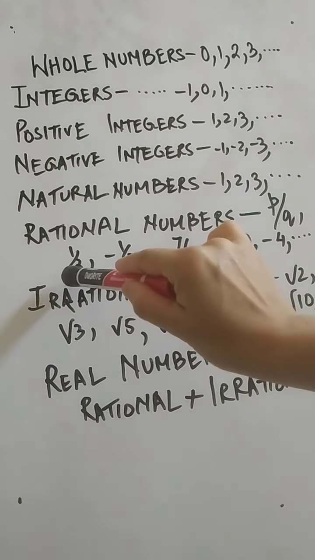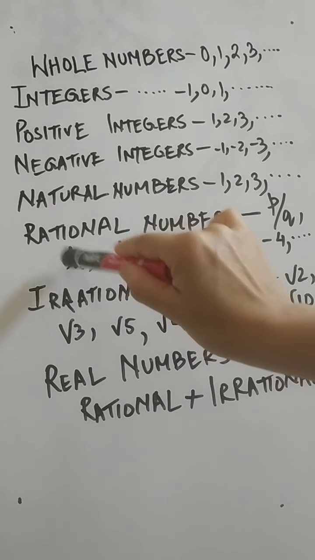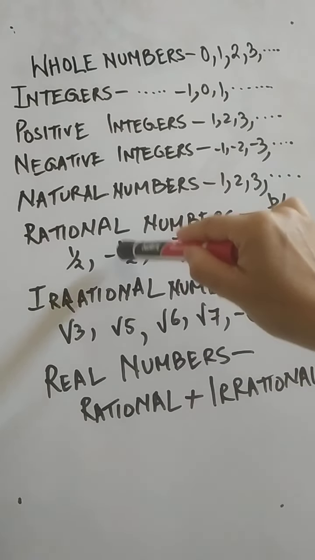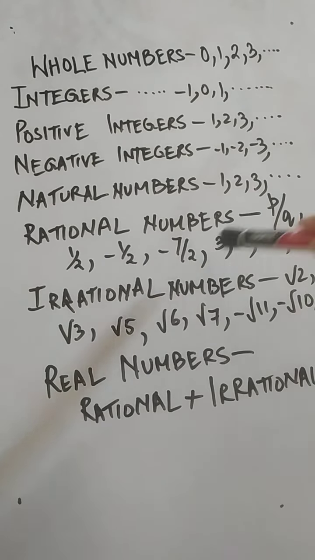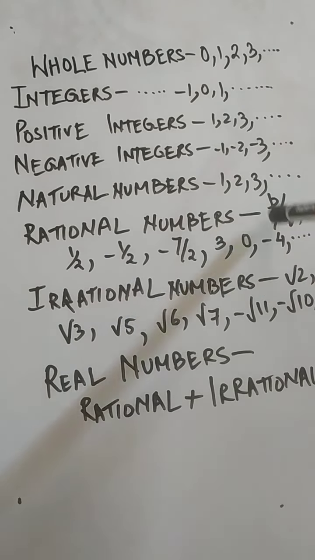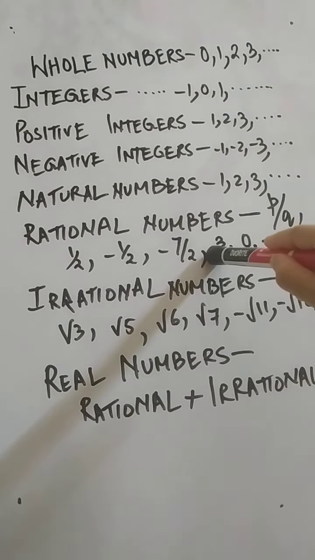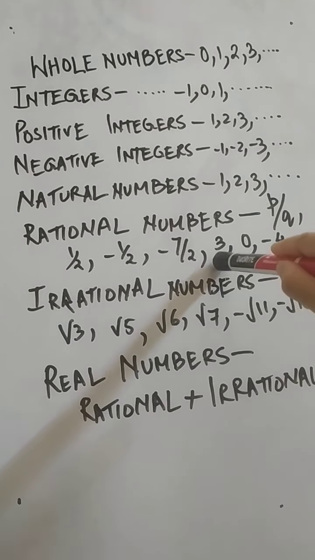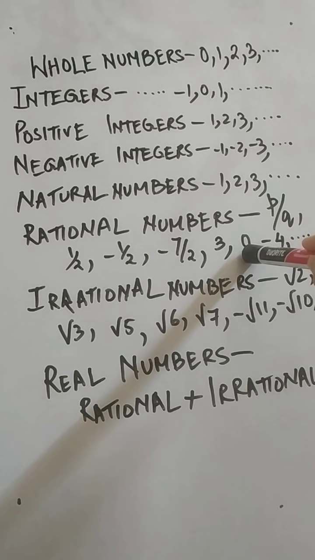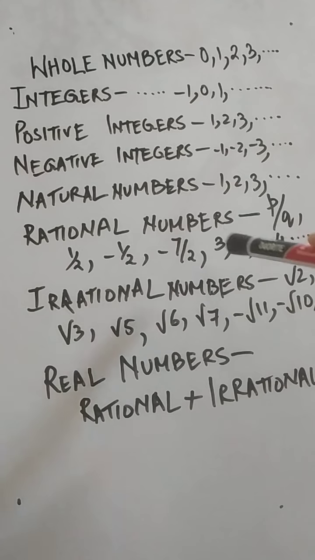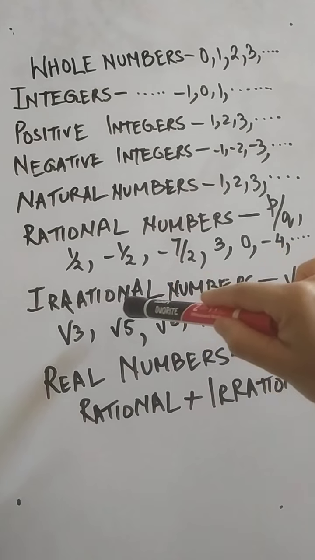These are just examples. Half, that is in the form p by q, 1 by 2. This is minus 1 by 2 in the same form, p by q. This is minus 7 by 2 in this form. Now what about 3? 3 is also in this form because 3 is actually 3 by 1. So it is a rational number. What about 0? 0 is also a rational number because 0 is actually 0 by 1. What about minus 4? It is also a rational number because it is minus 4 by 1 written in this form.